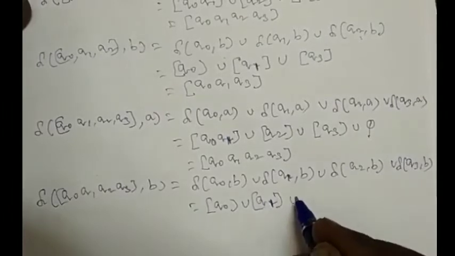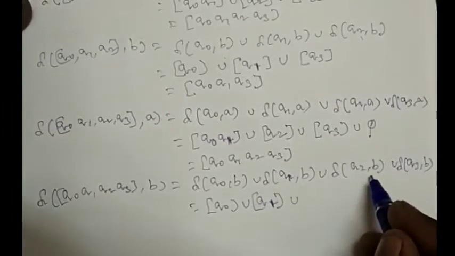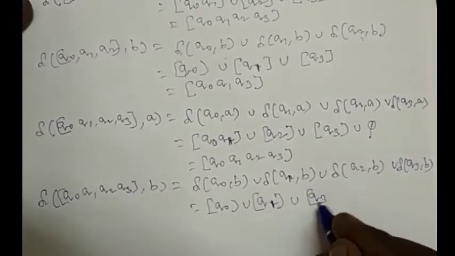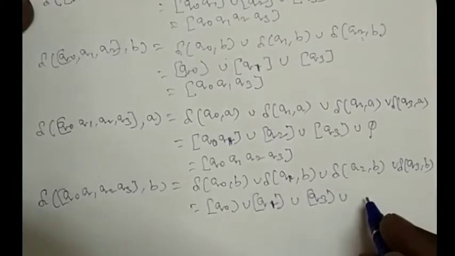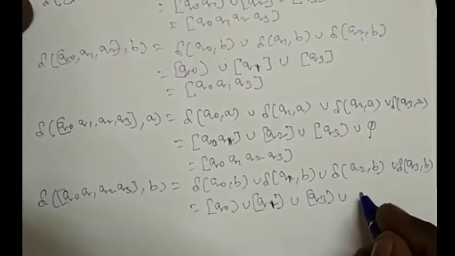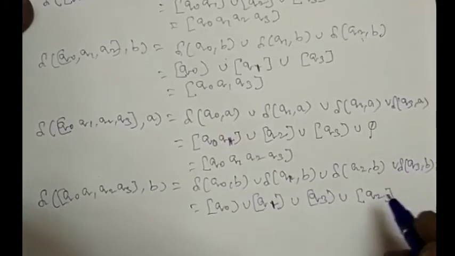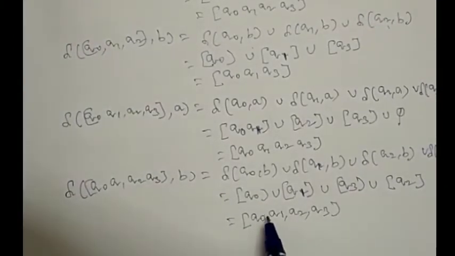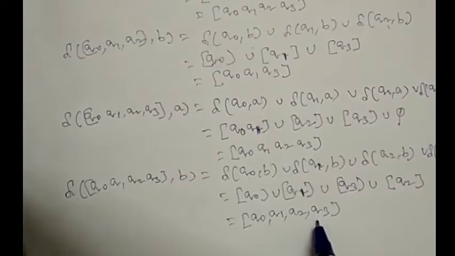Okay, now delta of Q2, B. So Q2, B will be giving the answer called as Q3, and Q3, B will be giving the answer called as Q2. Okay, when clubbing it together, you will get Q0, Q1, Q2 and Q3. So I put it together in an hierarchical fashion, the ascending order. So I will get the same state called as Q0, Q1, Q2 and Q3.